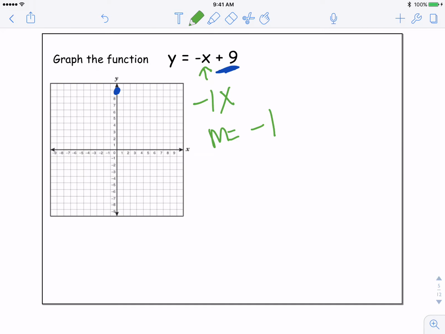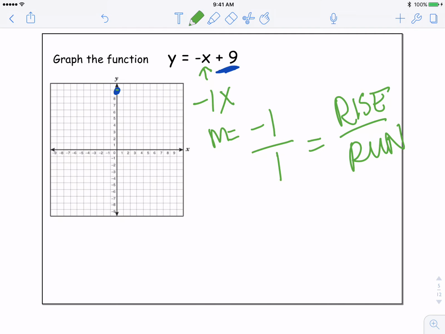Now that doesn't look like a fraction to me, but remember, any whole number can be written as a fraction by putting it over 1. So this is my rise over run. It's telling me I need to rise -1 and run a +1, so to the right 1, and then I have another point on my line. I can continue to do this throughout the entire graph and graph multiple points to connect together on my line, which would look like this throughout the entire graph, and then connect them together with a line.